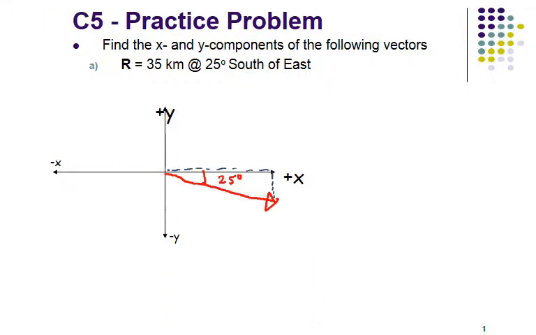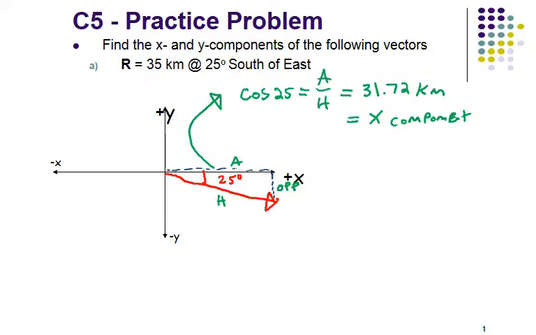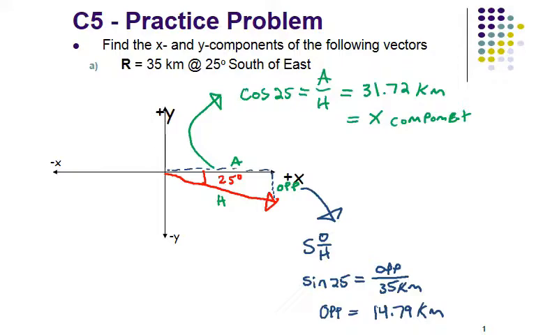Okay, so we start on east and we go south by 25 degrees. And we can solve for the adjacent side. So this is this side right here, so the arrow would be like this. This would be our x component, 31.72 kilometers east. And then to get the opposite side, which the arrow looks like this, going downwards, we can use the sine function, and this would be south. So this would be east, this would be south. Those two vectors will make up the resultant vector.